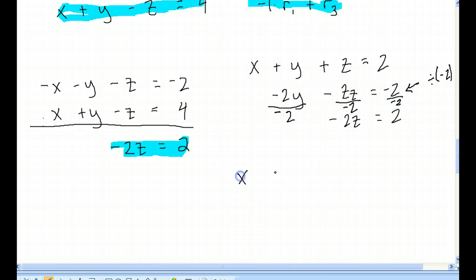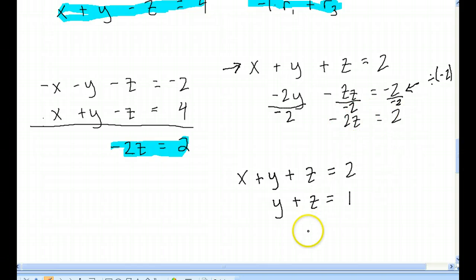Alright, I've got x plus y plus z equals 2. So this is still the exact same first equation, I'm just rewriting it here. This is now positive 1y, positive 1z, or just plus z, equals negative 2 divided by negative 2, which is 1. And again, I'm just going to pull this third equation down just like I had before. So minus z equals 2.